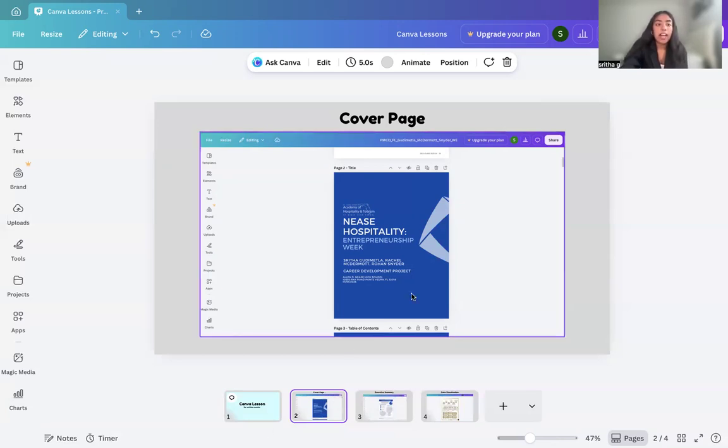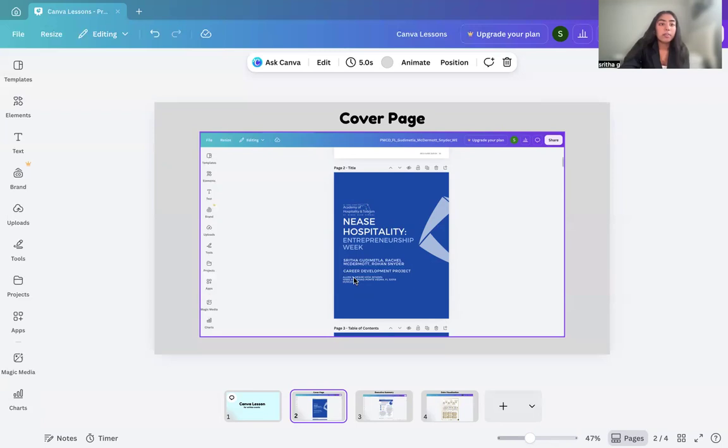For example, one of my past papers focused on a career development project. And as you can see on the cover page, it clearly includes the project title, event name, chapter information, and competition year. We kept the design simple with a consistent color scheme, clean layout, and plenty of spacing to make it easy to read. A polished cover page like this helps create a strong first impression before judges even begin reading the paper.